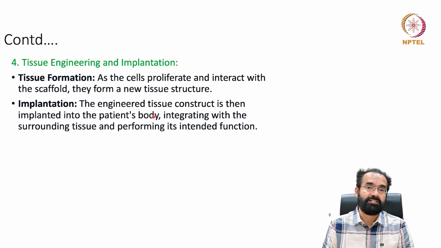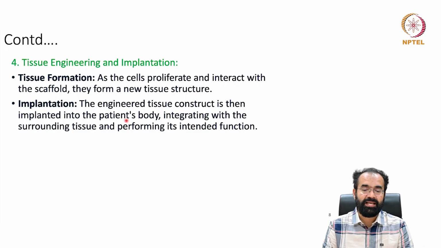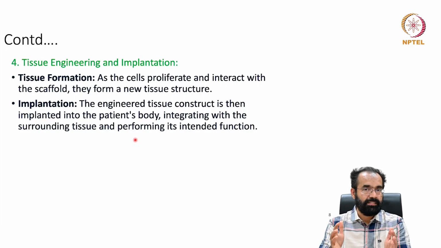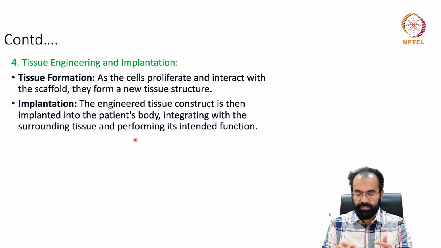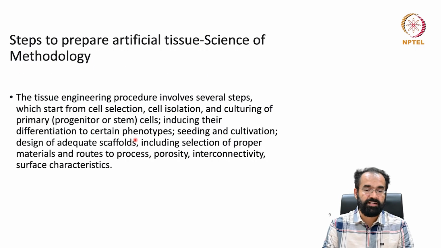So, tissue engineering and its implantation. Say you made a differentiated tissue on the scaffold, everything has been done. Now the tissue formation: the cells that proliferate on the scaffold and interact with the scaffold form a new tissue structure. That is, the scaffold's shape is the tissue's shape. So then comes the implantation. The engineered tissue construct is then implanted into the patient's body, integrating with the surrounding tissue and performing its intended function. Then you can tell this is completed, or one circle is completed, starting from cell into transplantation. Until that stage it is done.